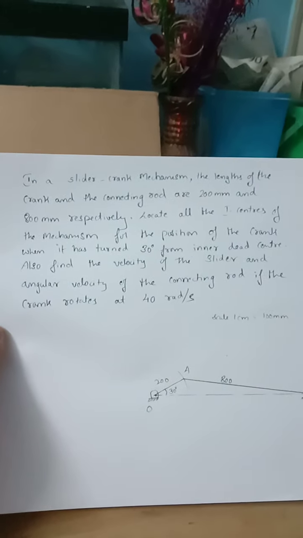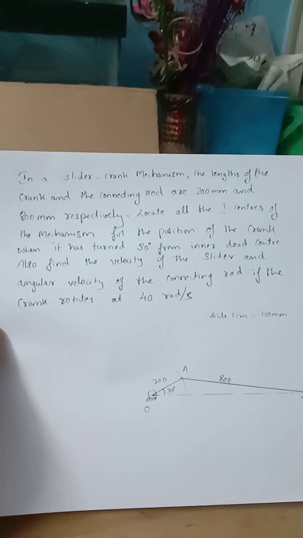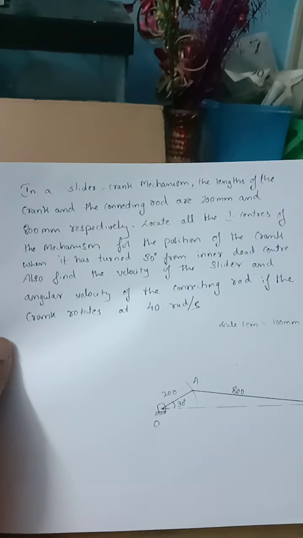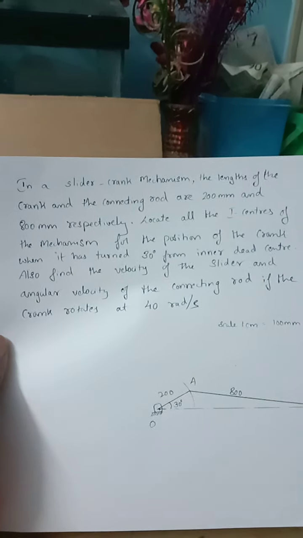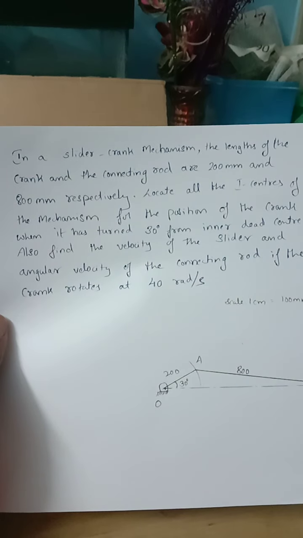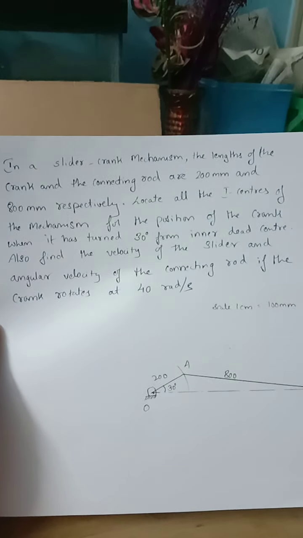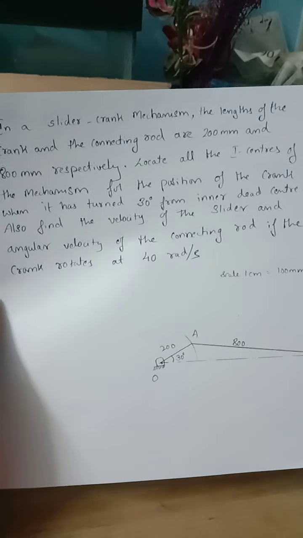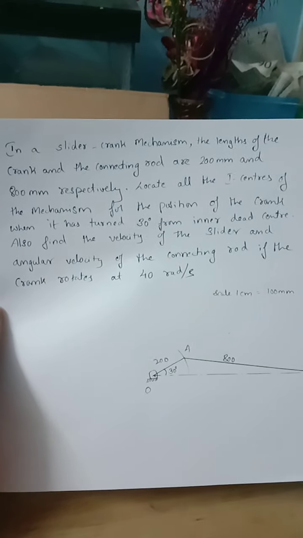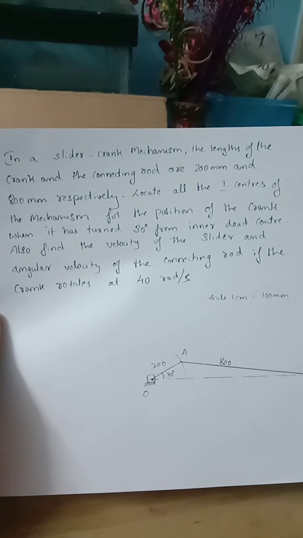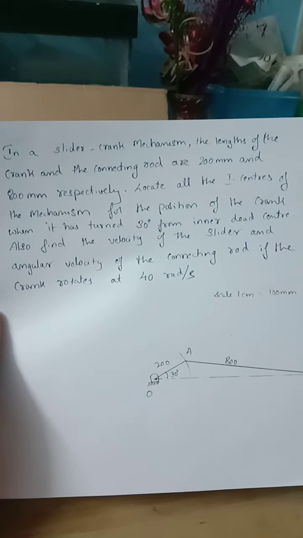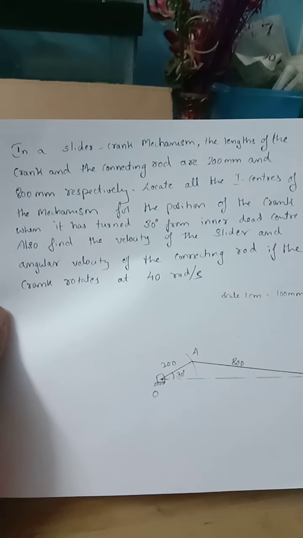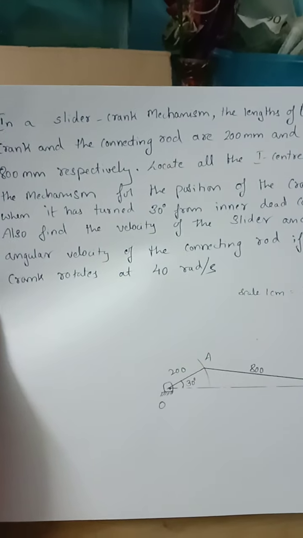So now we will discuss the instantaneous centers of a slider crank mechanism, and here you can read the problem. In a slider crank mechanism, the length of the crank and the connecting rod are 200 mm and 800 mm respectively. Locate all the instantaneous centers of the mechanism for the position of the crank when it has turned 30° from inner dead center. Also find the velocity of the slider and the angular velocity of the connecting rod if the crank rotates at 40 radians per second.